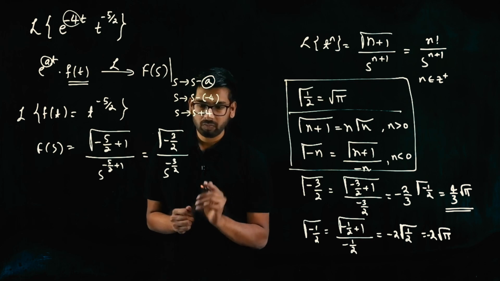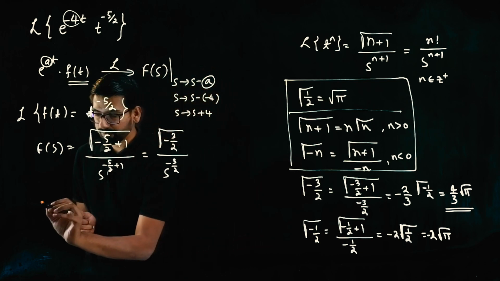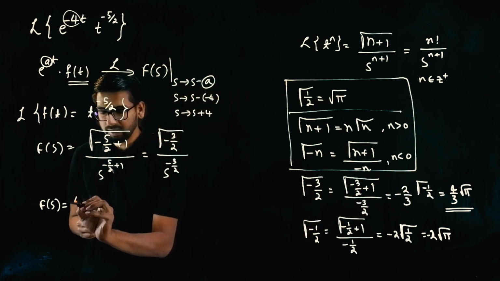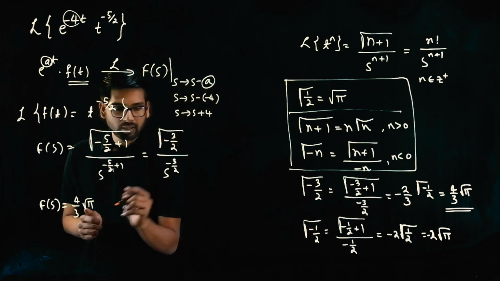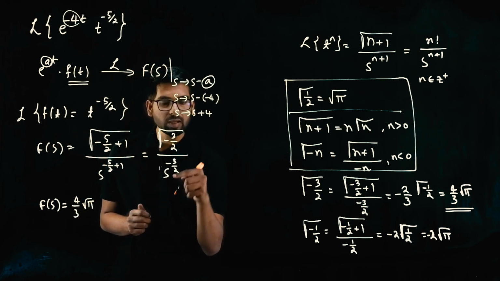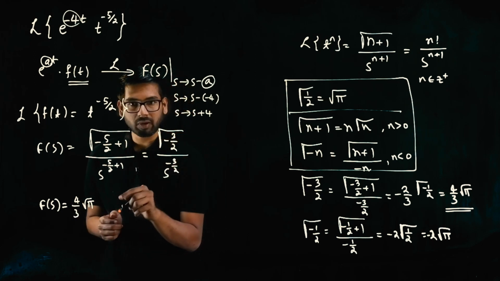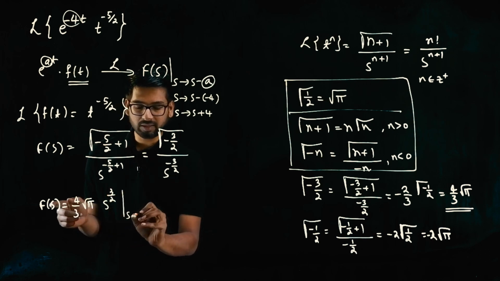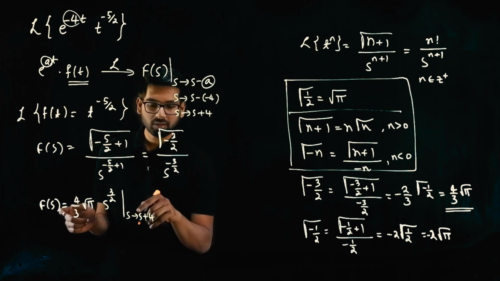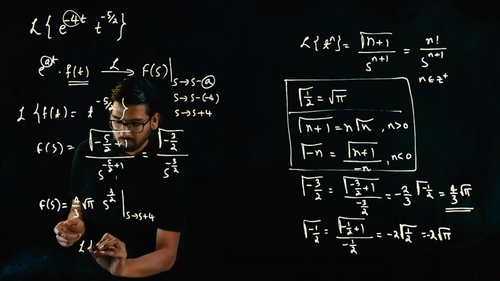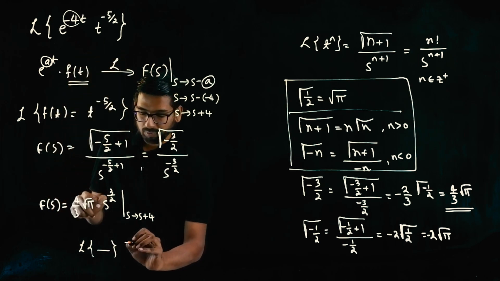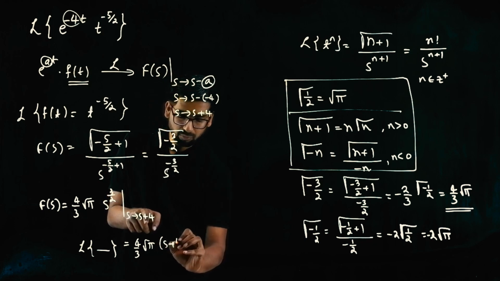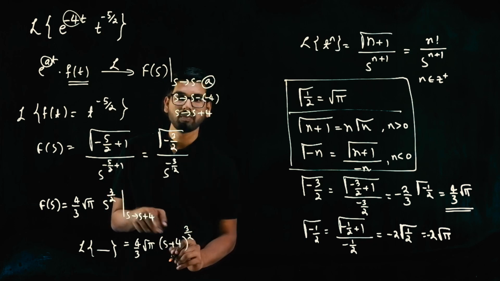So what will I get now? F of s is gamma of minus 3 by 2, which is 4 by 3 square root of pi, and s power minus 3 by 2 in the denominator. If it comes to numerator, the sign changes, so it will be s power plus 3 by 2 in the numerator, and you have to replace s with s plus 4 here. So you will get the Laplace transform of whatever the given function is equals to 4 by 3 square root of pi, s plus 4 power 3 by 2.